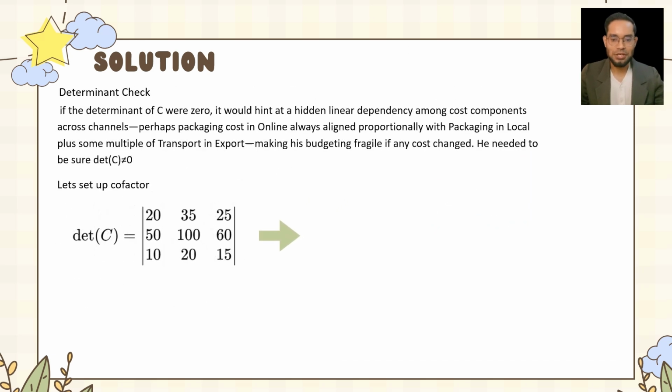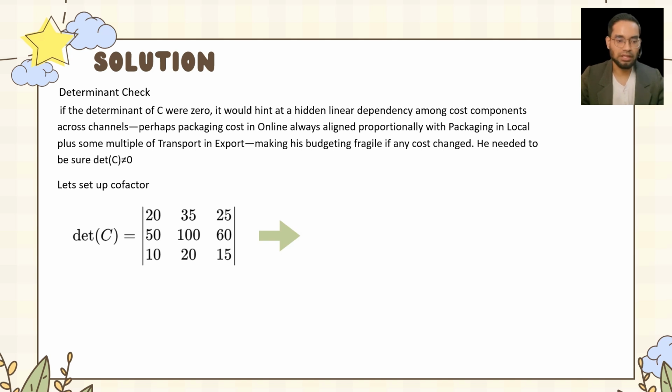Hi all, without further ado, let's get into the next slide, which is determinant. Before we finalize the budget, we must verify if the cost categories are independent. If the determinant of C is equal to 0, there is a linear dependency among the rows, which are cost categories, or columns, which are channels, indicating an overlapping cost structure, which can complicate budgeting. If the determinant of C is not equal to 0, the matrix is invertible and the cost categories are independent. We now proceed to calculate determinant C.